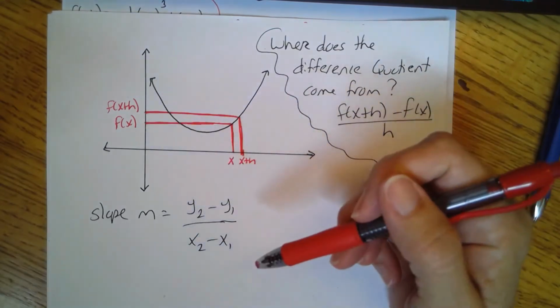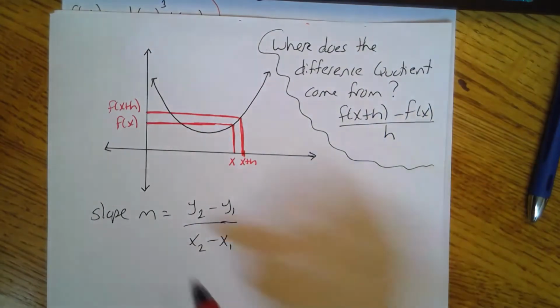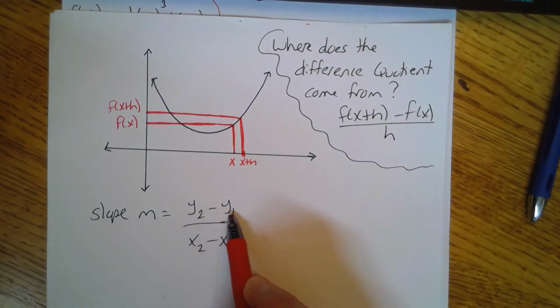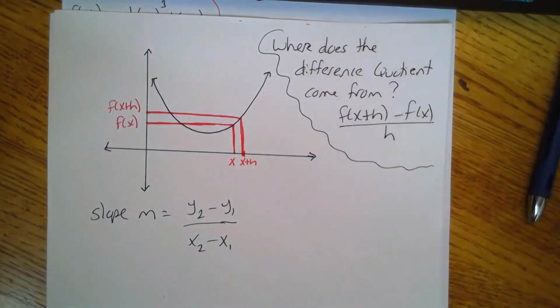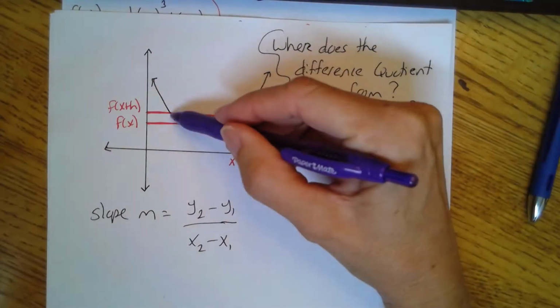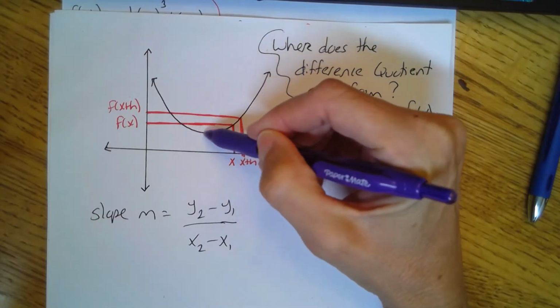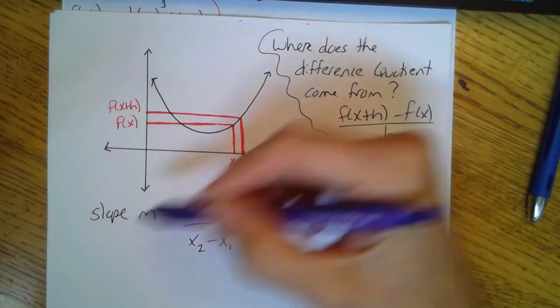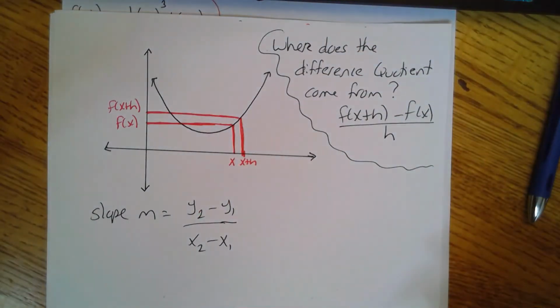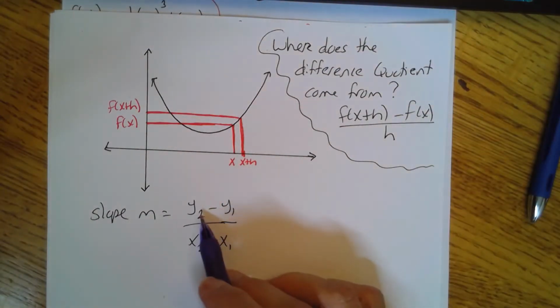So when we talk about the slope of a line, we talk about y2 minus y1 over x2 minus x1. Well, this is not a line. This is a parabola. So depending on where we are on the graph depends on if, in a sense, we are negative slope, zero slope, or if we come into a positive slope. So it changes. So we don't call it slope anymore. We call it the difference quotient. But we use the same formula.